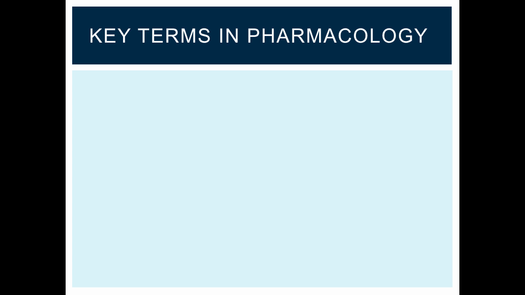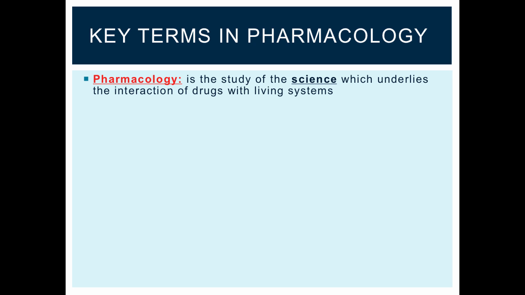So one of the first things we need to do is understand the key terms that are used in pharmacology. First off, what is pharmacology? Pharmacology is the study of the science which underlies the interaction of drugs with living systems. In other words, it's the basic science that helps explain why drugs do what they do, cause the adverse events that they cause, and have drug interactions.